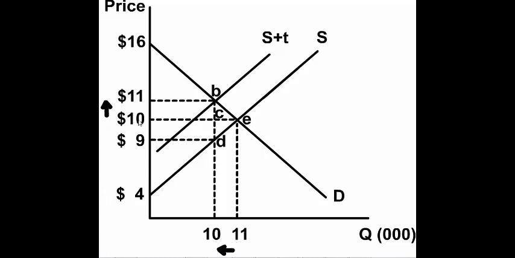The consumer surplus then is this triangle from $10 to $16, which is a difference of 6, all the way to the equilibrium quantity, which is 11. 6 times 11 is 66, divided by 2 is 33. So the area of consumer surplus prior to the tax is $33.